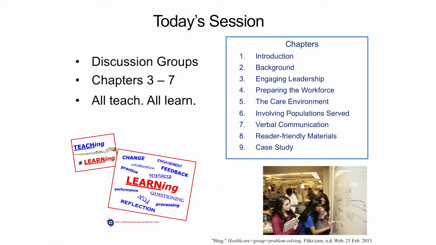We couldn't get crescent rounds, so I know that you're in lines, but I'm going to ask you to form 5 groups. You don't all have to be in 5 groups, you can be in 7 groups, but we need to make sure we cover each of those topics. So we're going to have those 5 groups focus on those red areas. One will talk about leadership, one will talk about preparing the workforce, one will talk about the care environment, one will talk about involving populations, and one will talk about interpersonal and verbal communication.